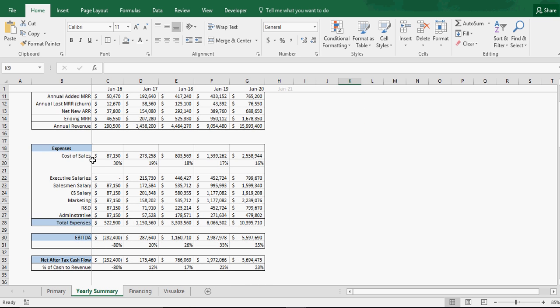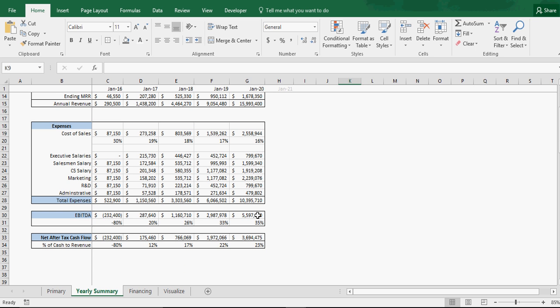Then we've got expenses. Same thing. This is simply taking your expense cost totaled for each year. And you've got your EBITDA matching up with that, which it should. And you've got your percentages, and then you've got your after-tax cash flow.